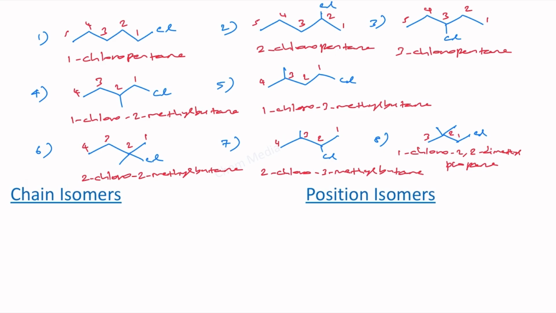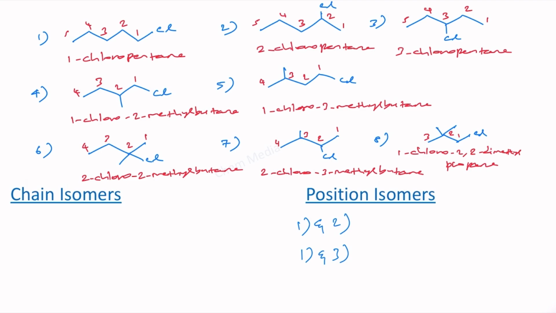1 and 2. Are they chain isomers or position isomers? 1 and 2 are definitely position isomers because the parent chain is same, side chain is also same. Only the position of the chlorine atom differs and therefore they are position isomers. How about 1 and 3? 1 and 3 are also position isomers. Parent chain is same, side chain is also same. How about 1 and 4?